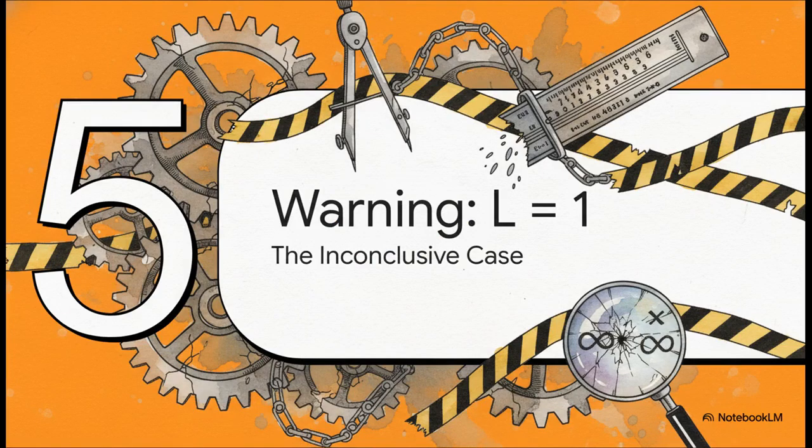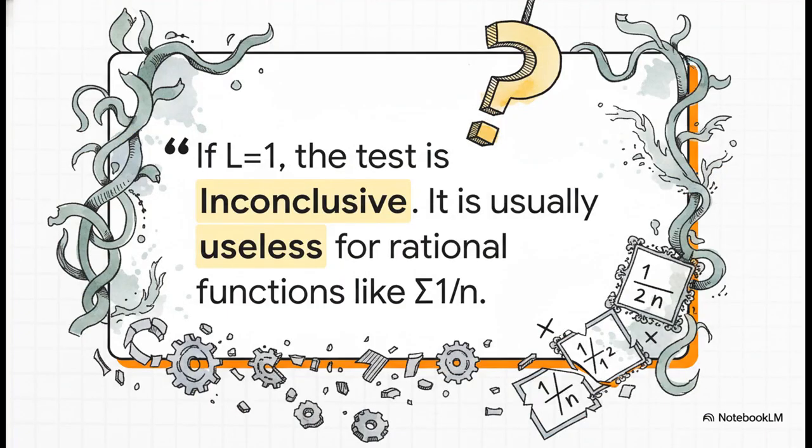Now listen up, because this is important. Every specialized tool has its limits, and you absolutely have to know what they are. So let's talk about the single most important warning label on the ratio test. What happens when L equals 1? When L equals 1, the test fails. It just gives up. It tells you absolutely nothing.